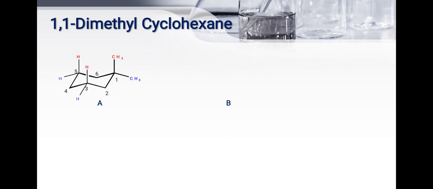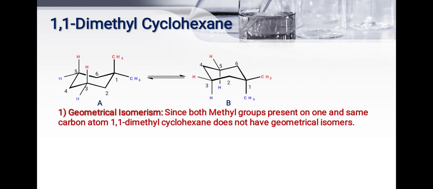That means at the first carbon, both methyl groups are present on the same carbon atom. Here a plane of symmetry is there. So, since both methyl groups are present on one and the same carbon atom, 1,1-dimethylcyclohexane does not have a geometrical isomer. What is the reason behind it? Because a plane of symmetry is there and both substituents are present on the same carbon, geometrical isomerism does not occur.